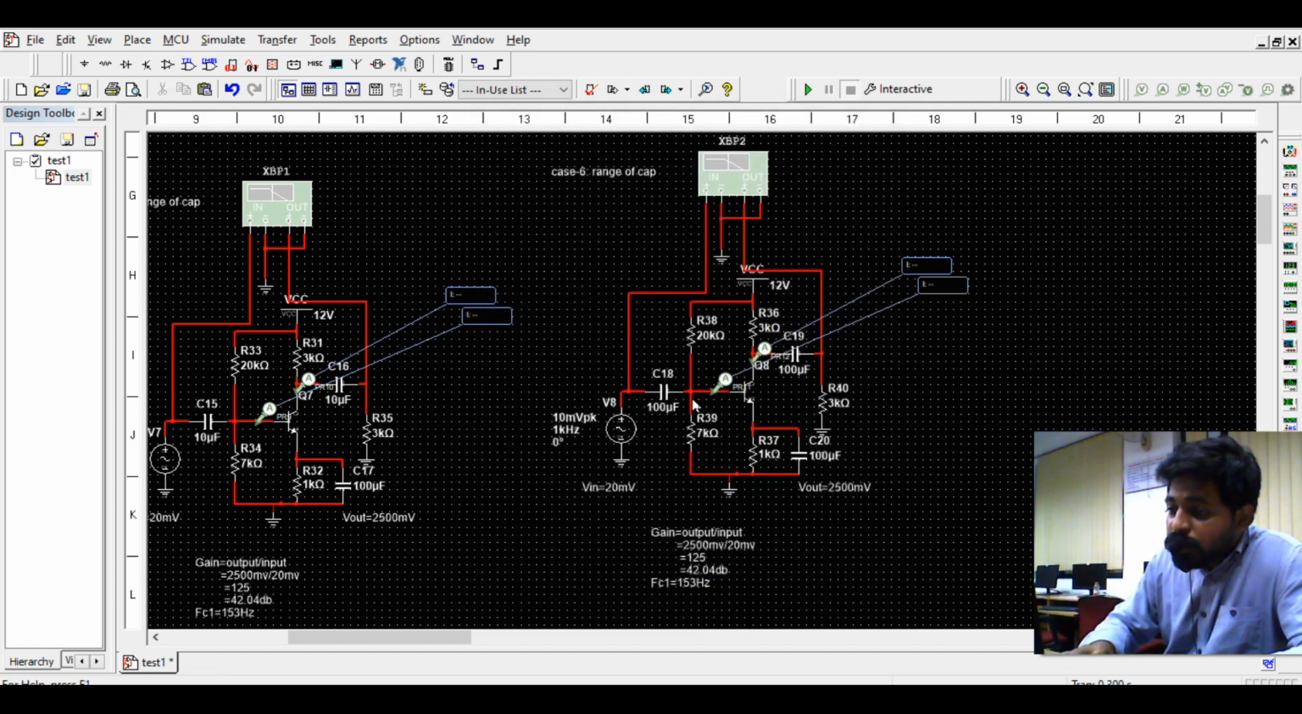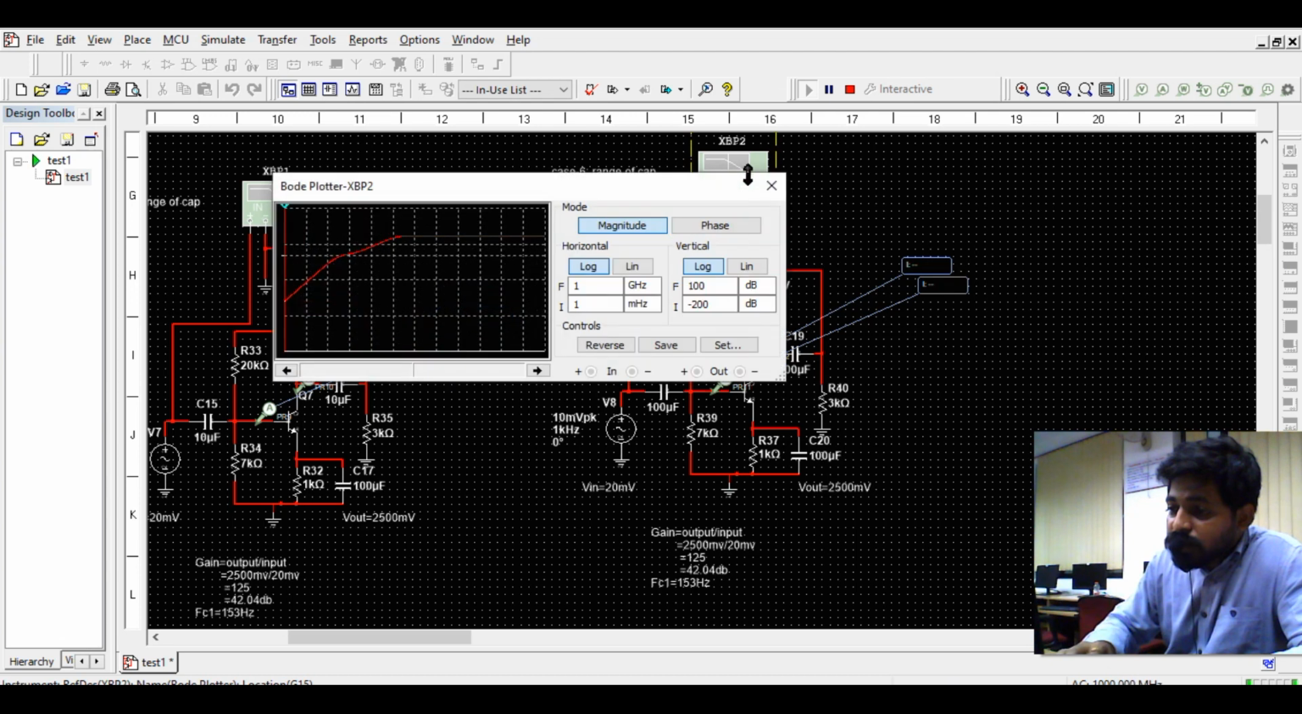So as I know, the gain depends upon the pull-up network or pull-down network. It is not depending upon the coupling capacitance. So if I do the simulation again and see this, it can be clearly observed that the gain is still 42 dB. It was around 42 dB when we kept the coupling capacitance around 10 micro. Now also it is giving the same value, 42 dB itself. Now I calculate the lower cutoff frequency: 42 minus 3 dB.